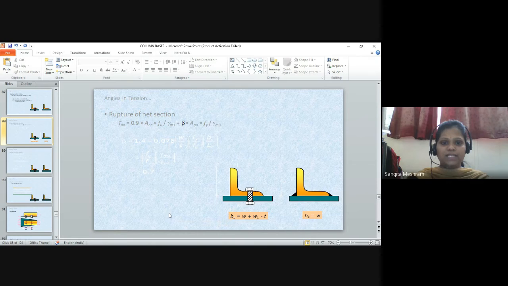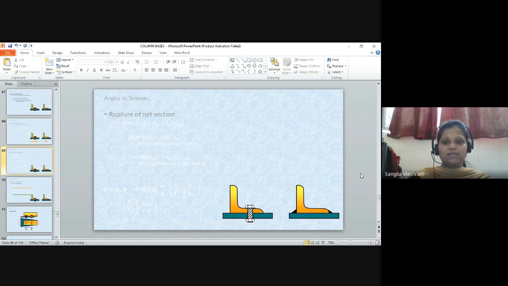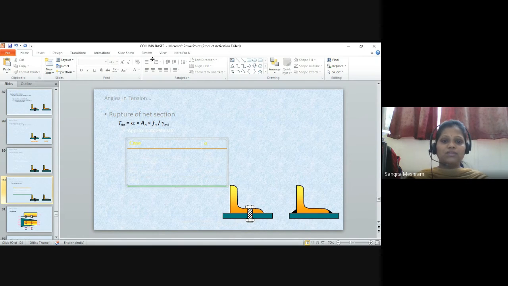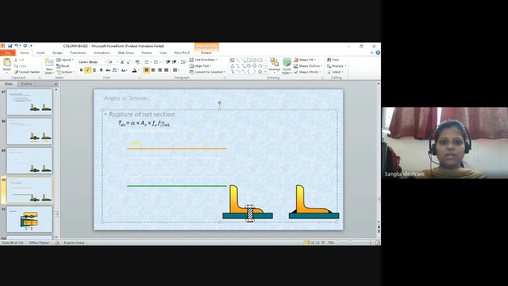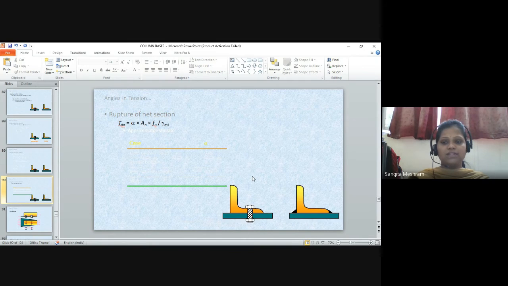So beta is 1.4 minus 0.06 Bs by Lc, Fy by Fu, and Bs is W plus W1 minus T. W is the width of the outstanding leg, plus W1 is the distance from this end up to the connecting system, and we have to deduct the thickness. Then TDN value can also be found using this formula: alpha n An Fu upon gamma m1. These formulas are already given in the IS code.